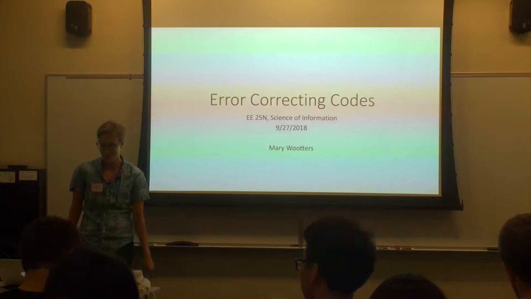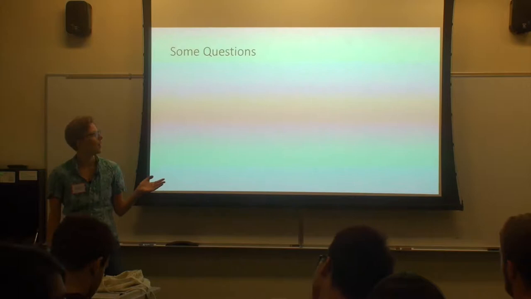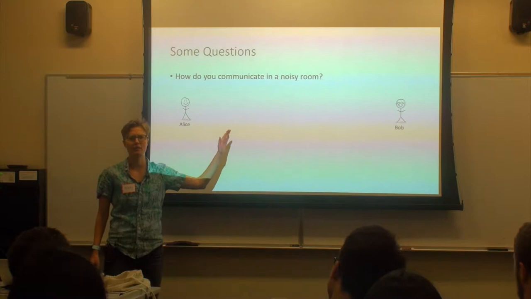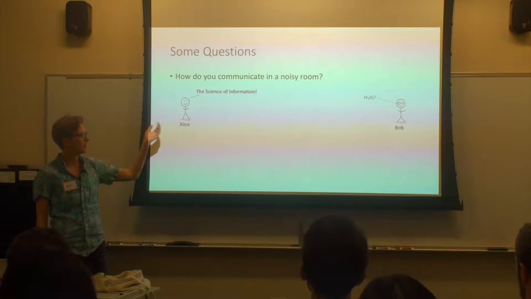To motivate error correcting codes, let's start out with some questions. Question one: how do you communicate in a noisy room? Let's be a little more precise. Suppose we have Alice here, and Bob way over there at the other end of a very noisy room. Alice tries to talk to Bob, but Bob can't hear her very well. What should Alice do? What would you do?